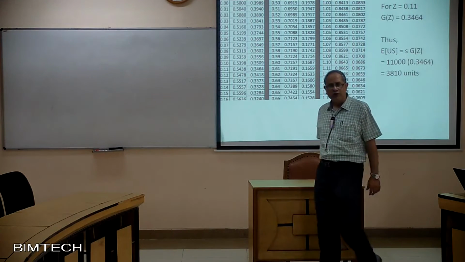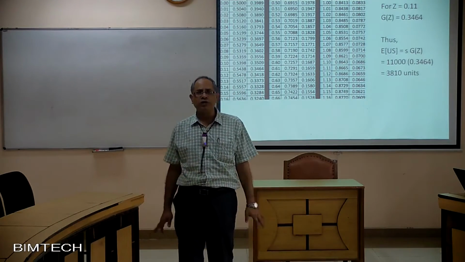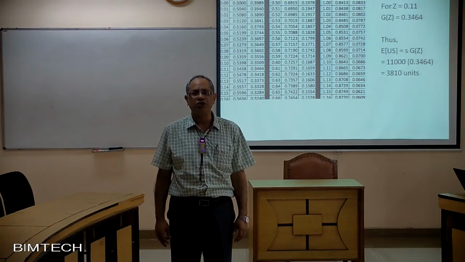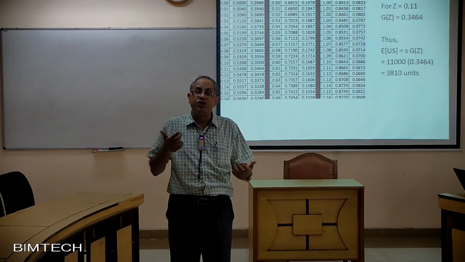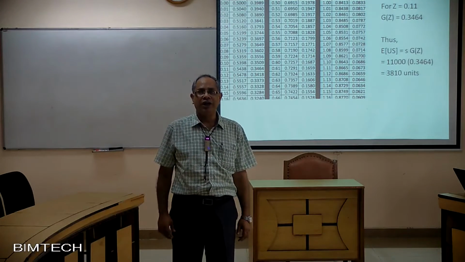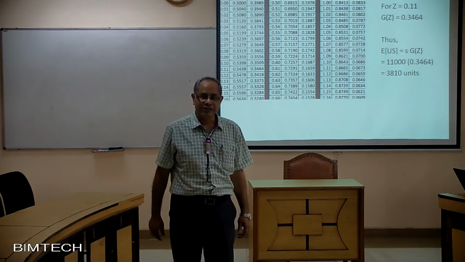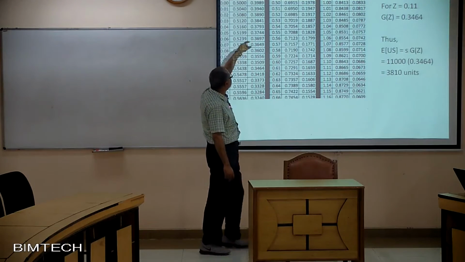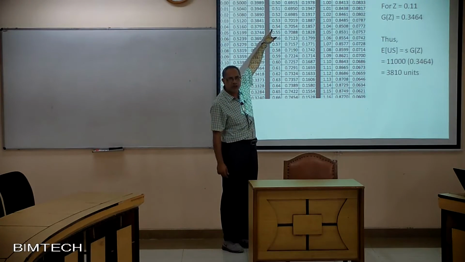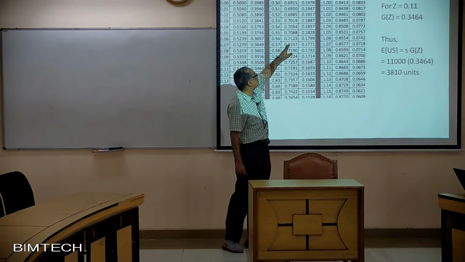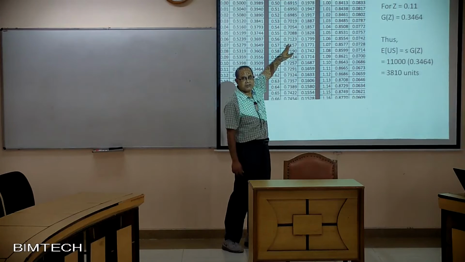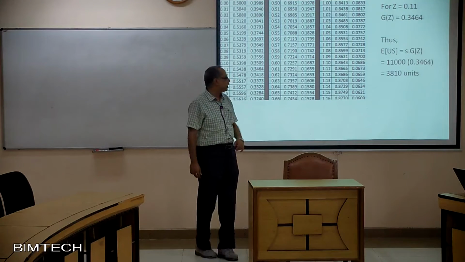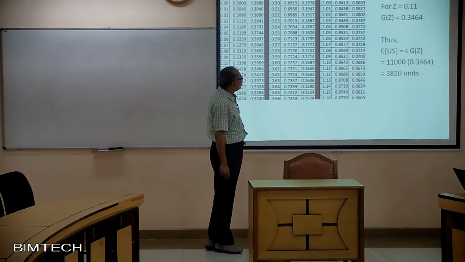I told you that it is very simple. Once you know the z value, from the table of the standard unit loss function we can find out the g(z), or the unit loss value corresponding to that z. On the screen is a table; please note that the k written here is actually the z, and this is the cumulative probability which we get from the normal table, and the third column gives us the g(z) values. We are looking at a z value of 0.11.